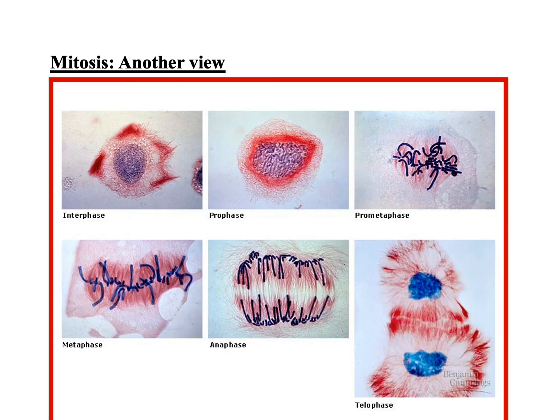This is also another set of animal cells with different types of stains, but again, you can get a little bit more real representation of what's happening during mitosis in each one of the stages.